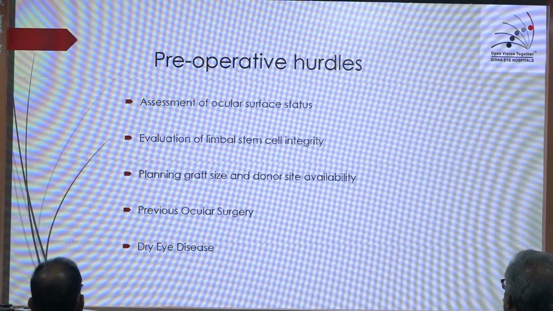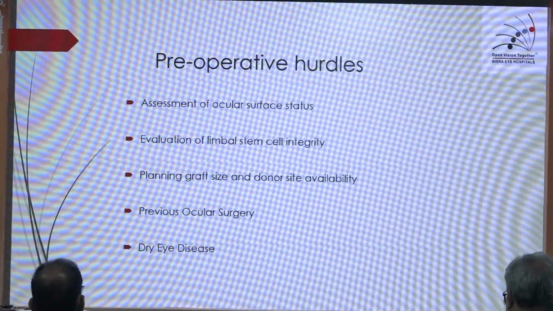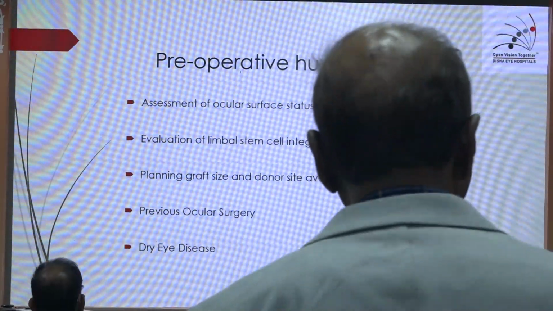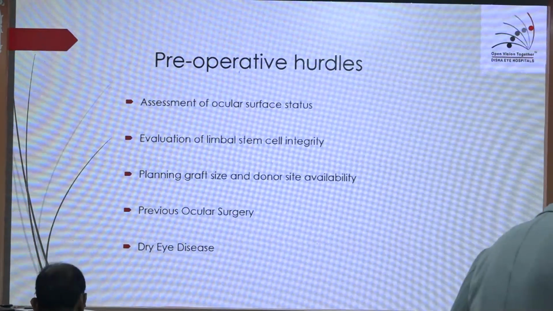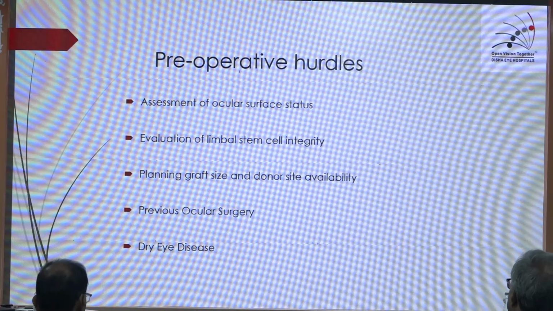Before we proceed to surgical options, we have preoperative hurdles. So, what are these? The preoperative assessment must include tear film evaluation, limbal status, and corneal involvement. Careful planning is required to determine whether adequate conjunctiva is available for dual grafting. We must preoperatively decide on a single large conjunctival autograft, two smaller grafts, amniotic membrane transplantation, or a combination technique.